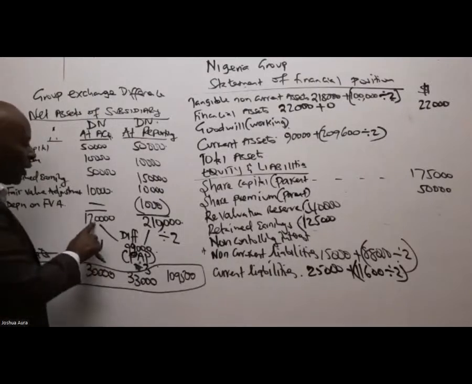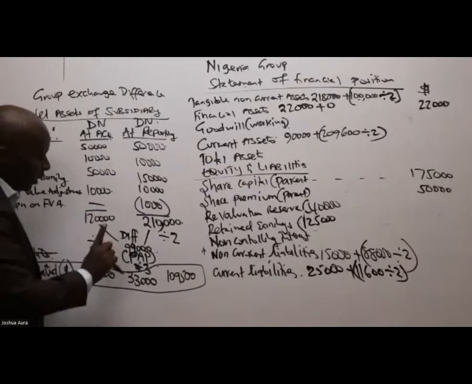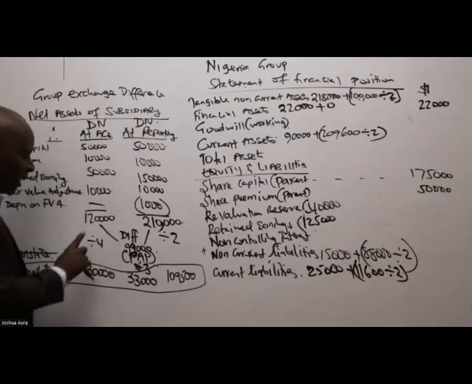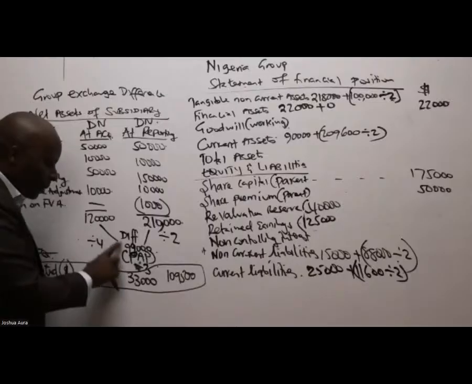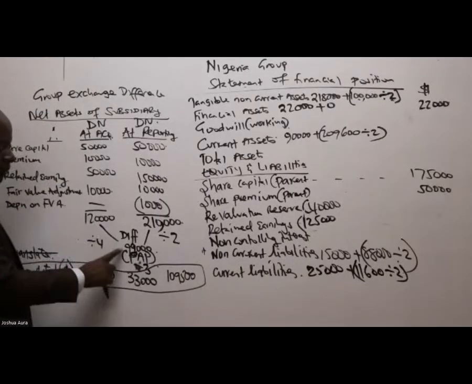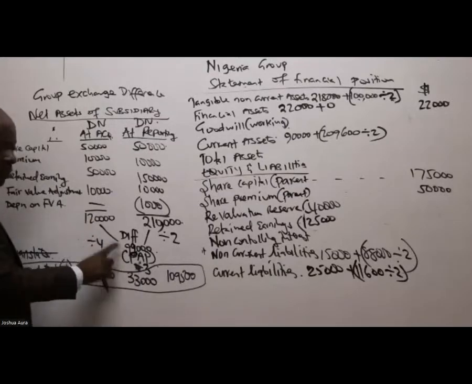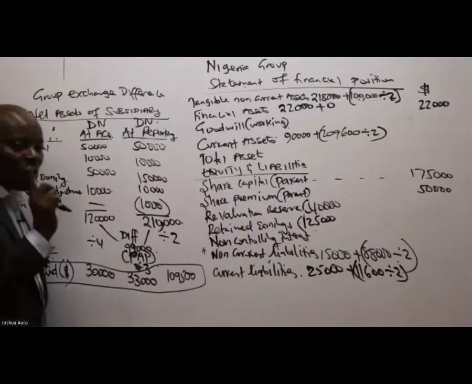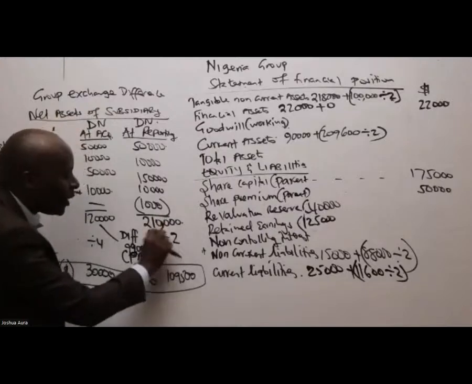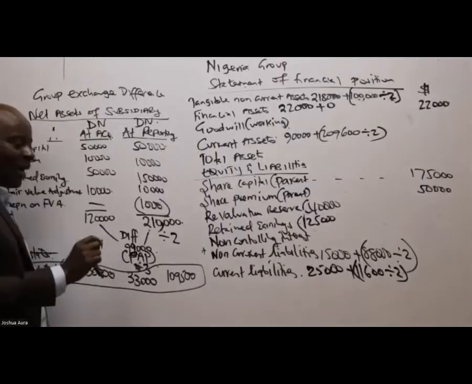When you take 120,000 plus 99,000, can somebody help me with this? Please add this and this. 120,000 plus 99,000 gives me 219,000, which happens to be the closing figure. So there is a perfect match.